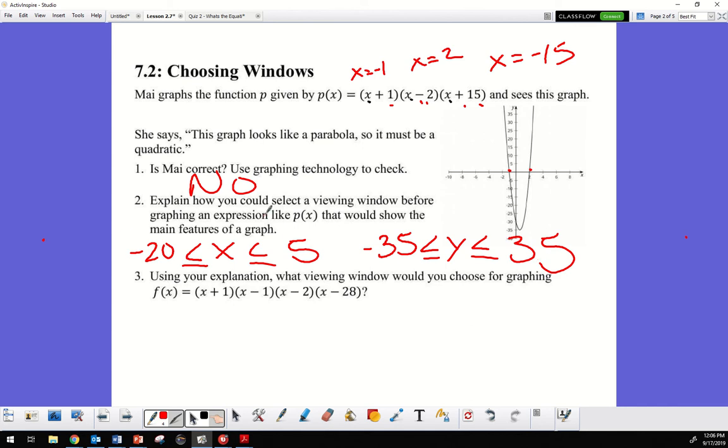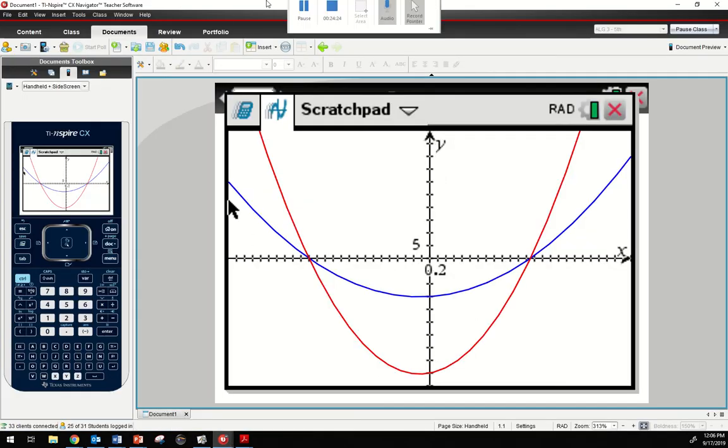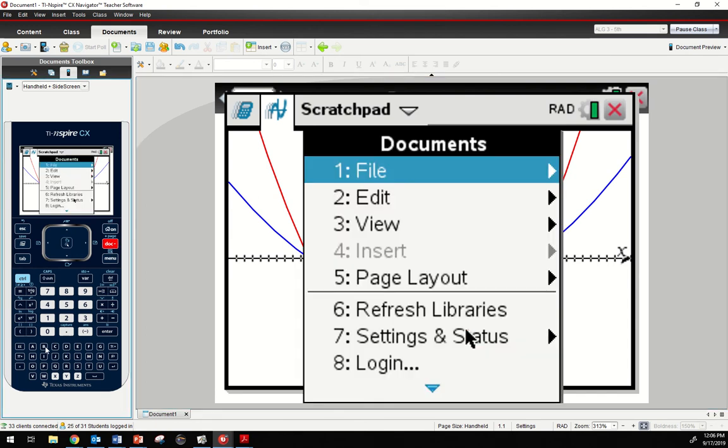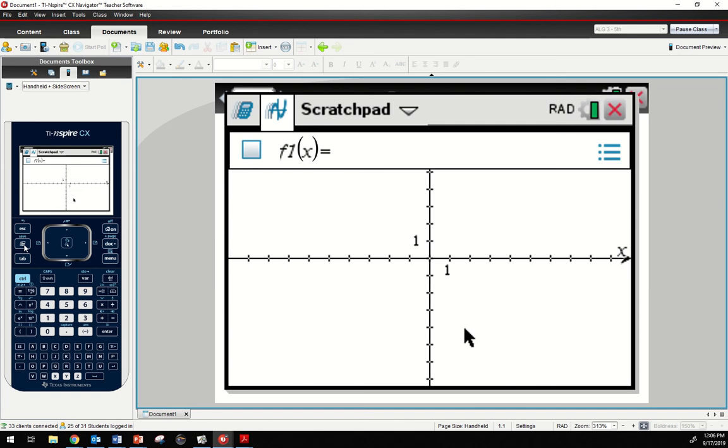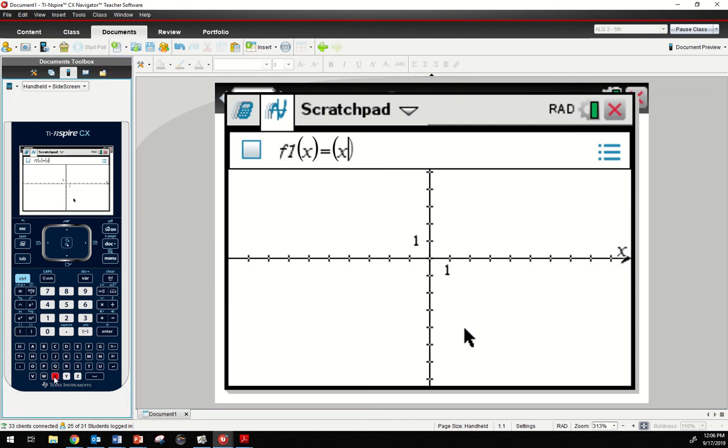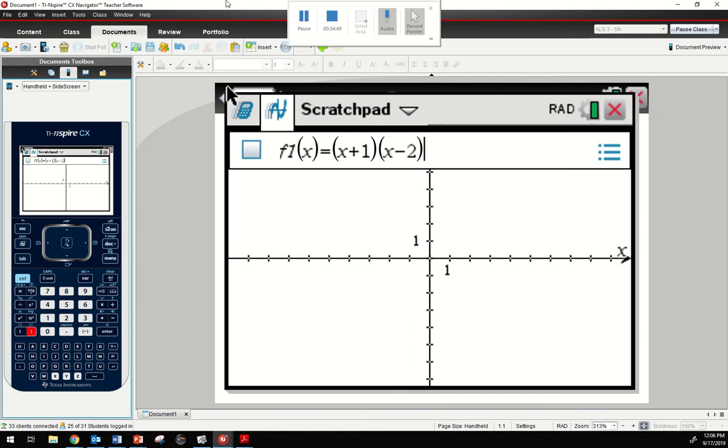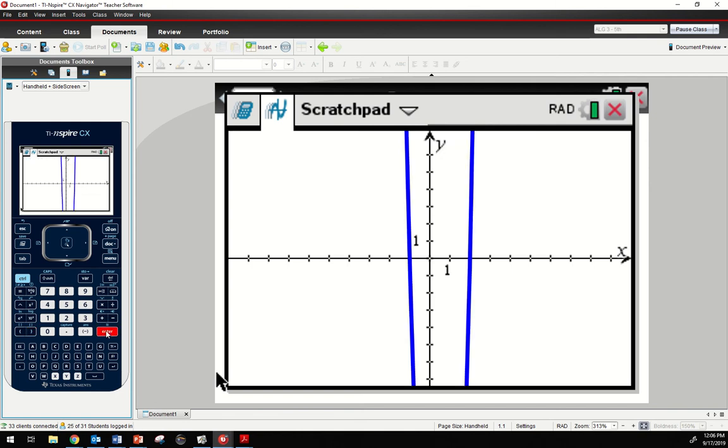So we're just changing our viewing window now. Same function. So in your calculator, every time we're starting a new function, doc B clears up everything. So x plus 1, x minus 2, and x plus 15. There we go. There's my first problem.